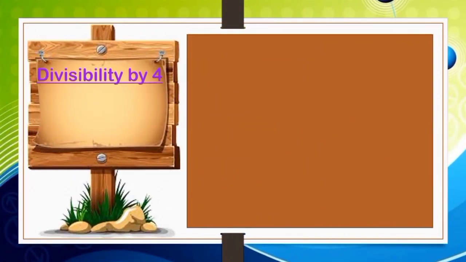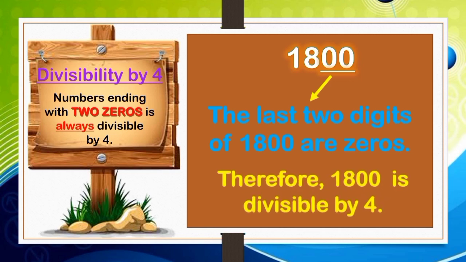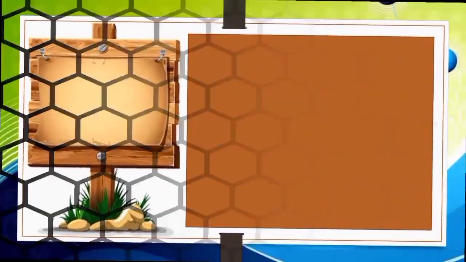The second rule for the divisibility by 4 states that numbers ending with 2 zeros is always divisible by 4. Let's use this number, 1,800. Take a look at the last two digits. The last two digits of 1,800 are zeros. Therefore, 1,800 is divisible by 4.